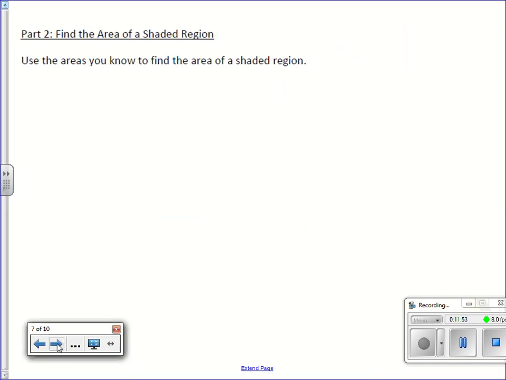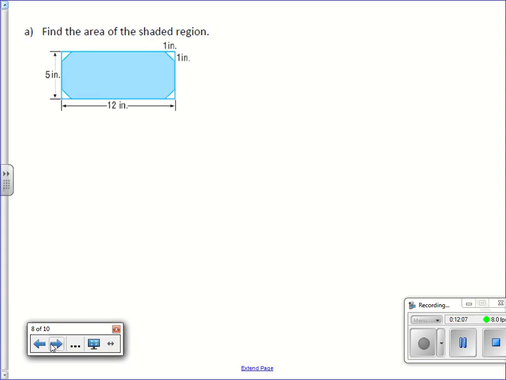To find the area of the shaded region, we're going to still use the areas that we know. Sometimes we will add, but sometimes we're going to have to subtract. Let's take a look at the first example. Now, we've got a rectangle. Okay, so let's start with that. Let's start simple. Let's take care of the rectangle area. Now, I know we're missing some spaces, but we'll take care of that in a moment.